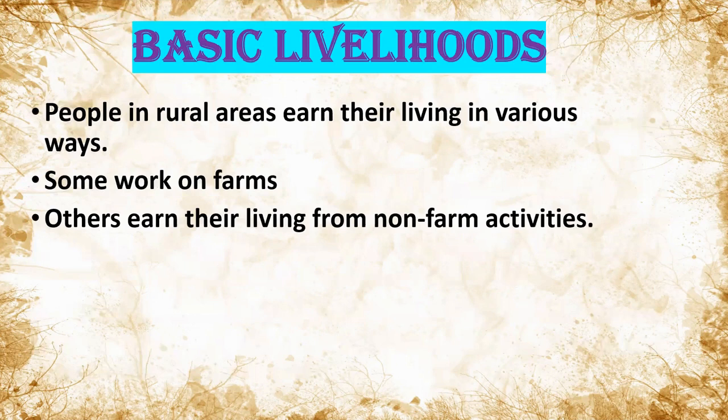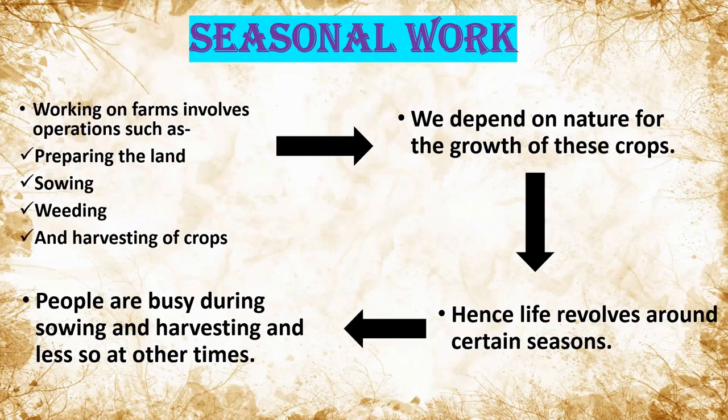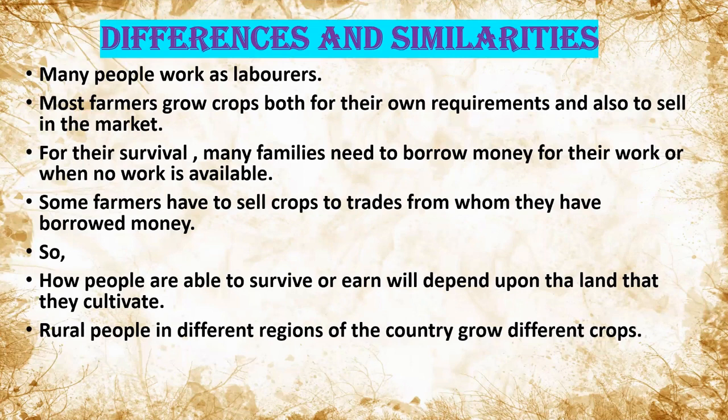So what we have understood is the basic livelihoods of the people in the rural areas: some people work on the farms while some are practicing non-farm activities. The persons who are involved in farming need to do works like preparing the land, sowing, weeding, and harvesting of the crops. The crops which are grown all depend on nature and on the seasons. And therefore, their work is also seasonal. And the same goes for the profession of fishing. But still, there are some differences and similarities in their work.